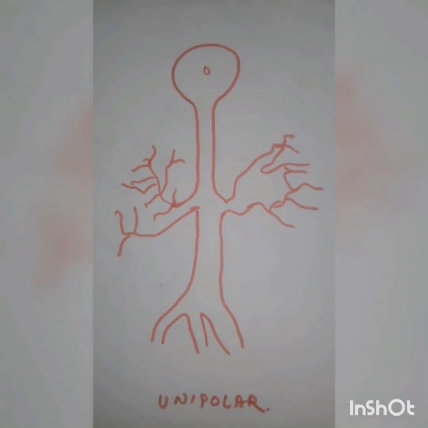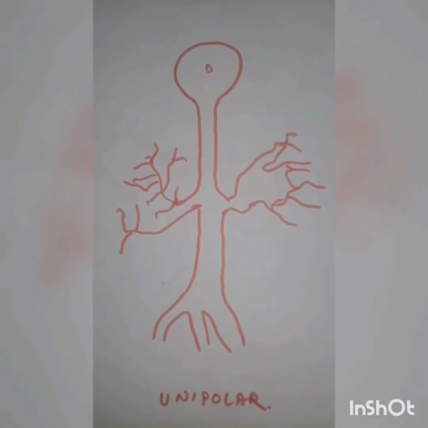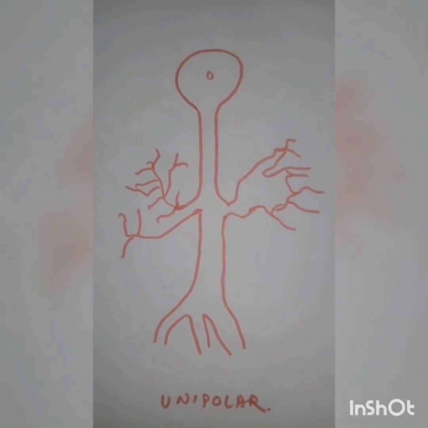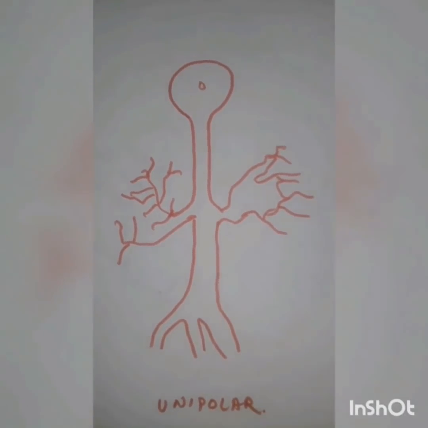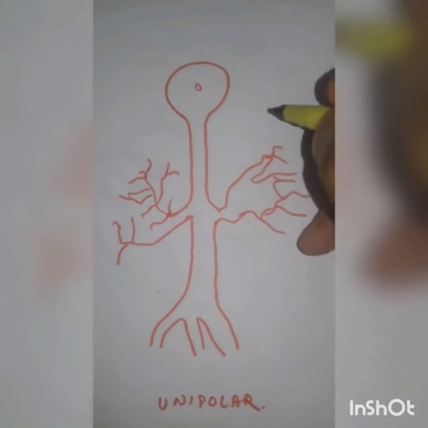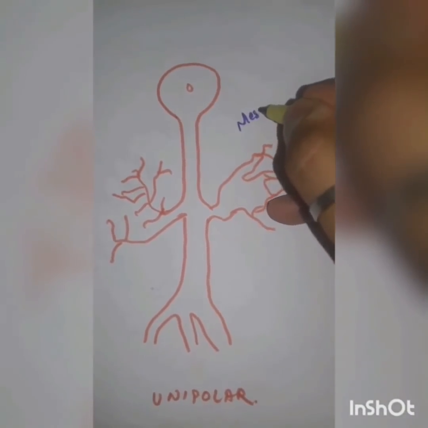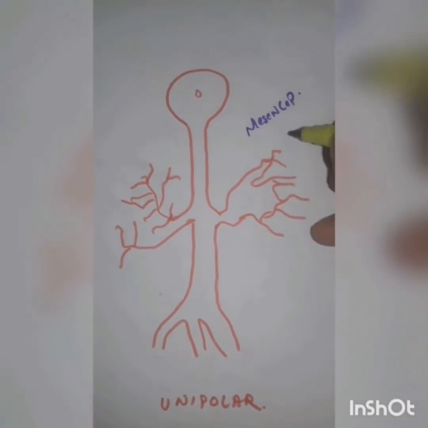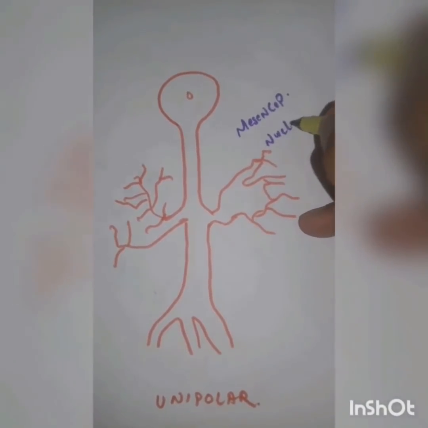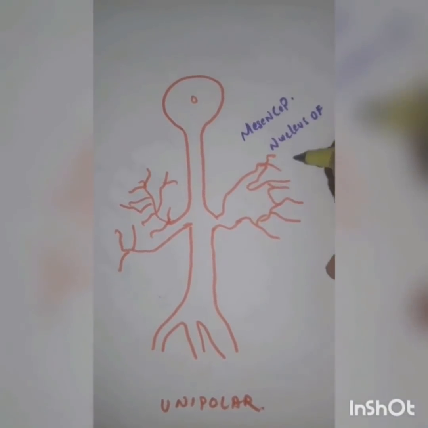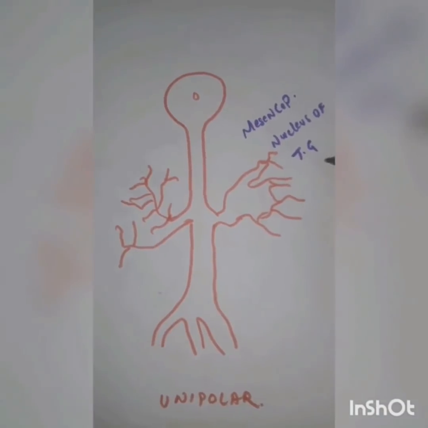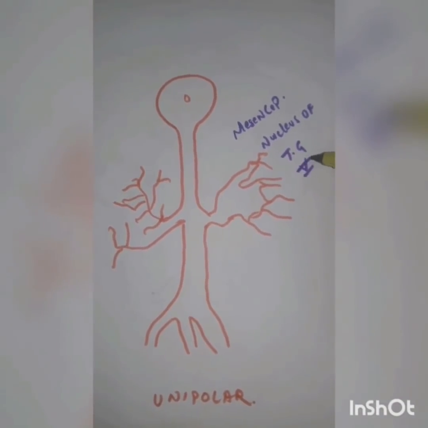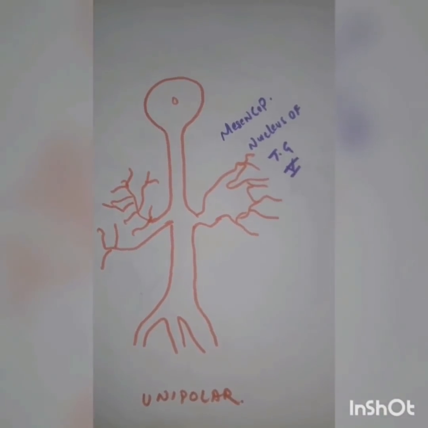What is a unipolar neuron? A unique type of neuron which is present in fetal life and also present in the mesencephalic nucleus of the trigeminal nerve, or the cranial nerve number 5, and it is also found in the fetal life.